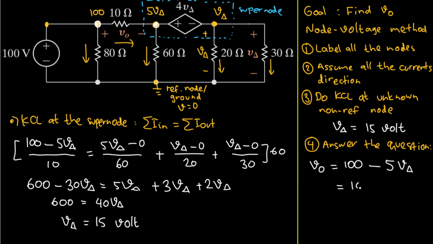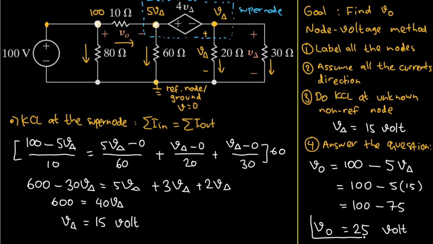So we'll have 100 minus 5 multiplied by 15. So we'll have 100 minus 75, and so we will have V0. That will be 100 minus 75, that will be 25, and the unit here will be volts. Okay, and that is the final answer for this question.